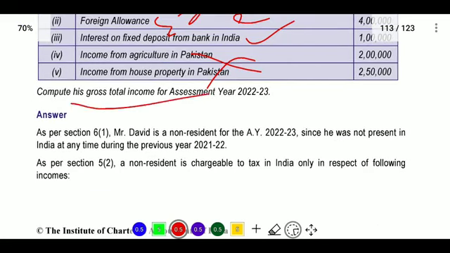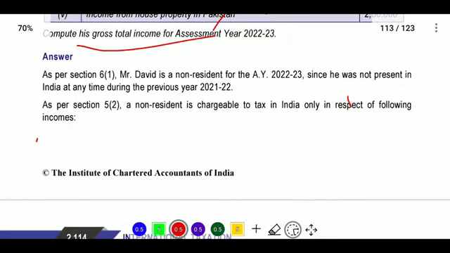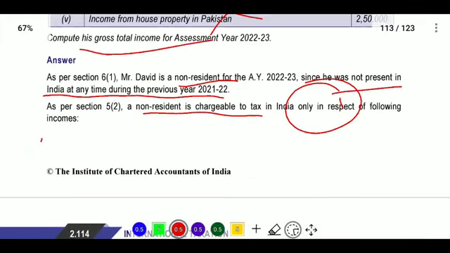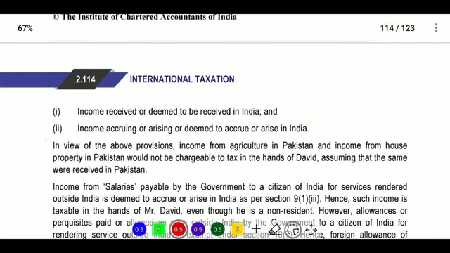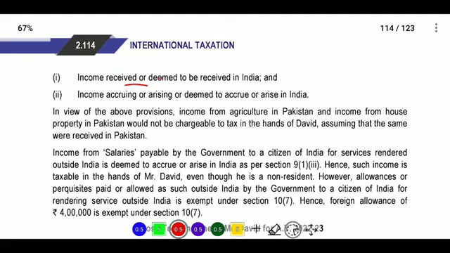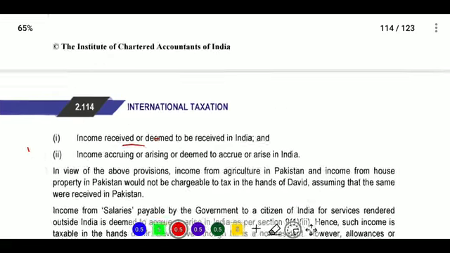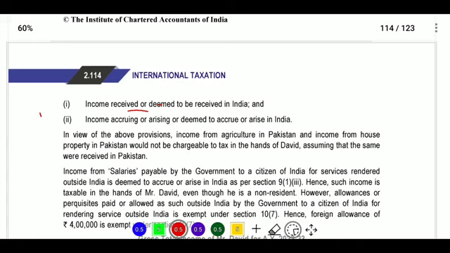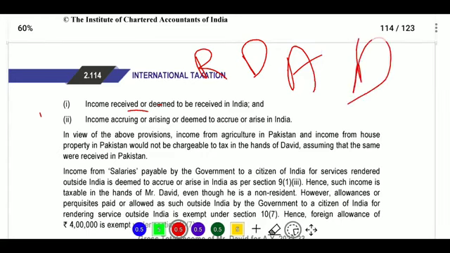Next, computing gross total income for assessment year 22-23 will be as per section 6(1). Mr. Dravid is a non-resident for assessment year 22-23 since he was not present in India at any time during the previous year, and as per section 5(2), a non-resident is chargeable to tax in India only in respect of the following incomes. Income received or deemed to be received, and income accruing or arising or deemed to accrue or arise in India, will be taxable in India. It will be taxable only when he is a non-resident.